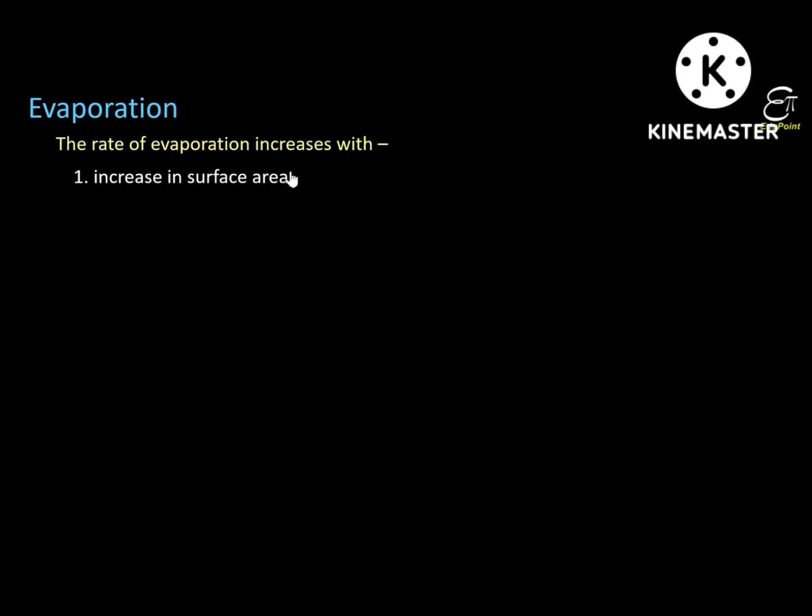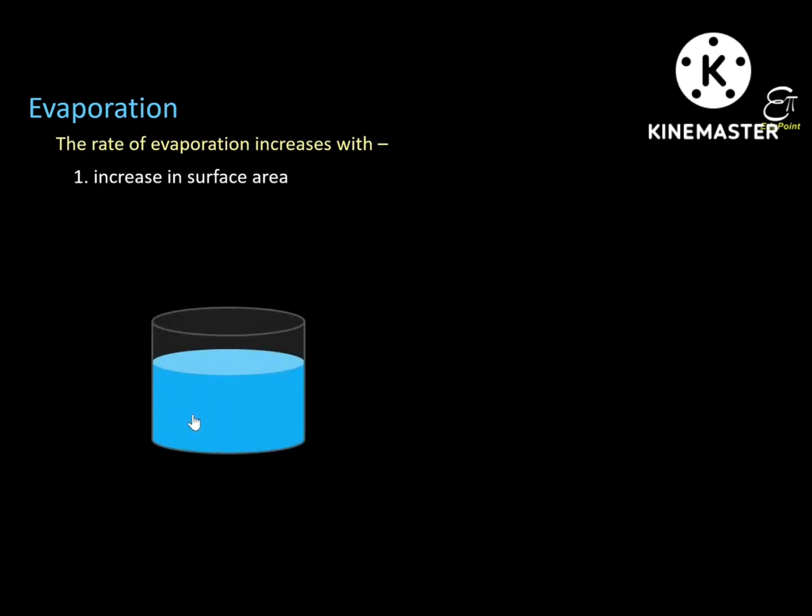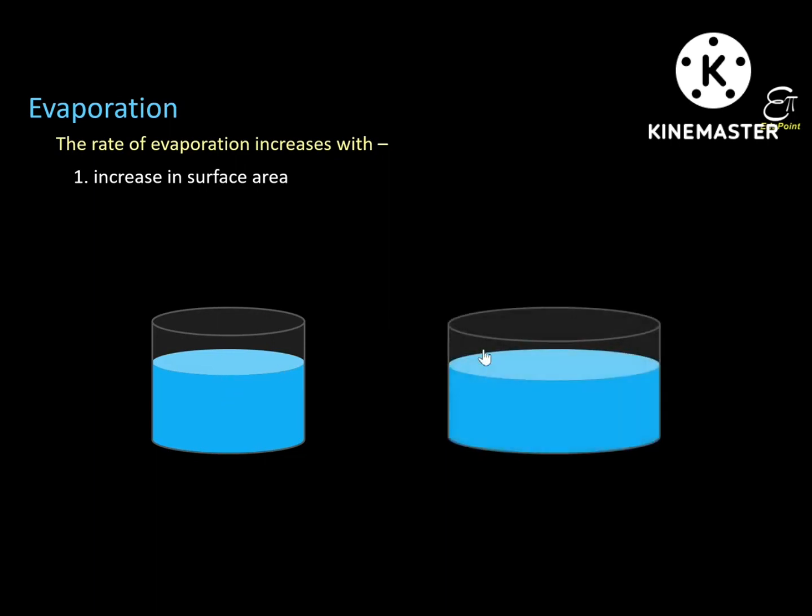To understand this phenomenon, we'll take an example of two beakers containing water, one of which has less surface area, and another beaker has more surface area. The particles present in beaker A having less surface area will have less space to evaporate, whereas the particles present in the beaker with more surface area will have more space to evaporate. As the space to evaporate is more in beaker B, the rate of evaporation increases there. So as we increase the surface area, the rate of evaporation increases.